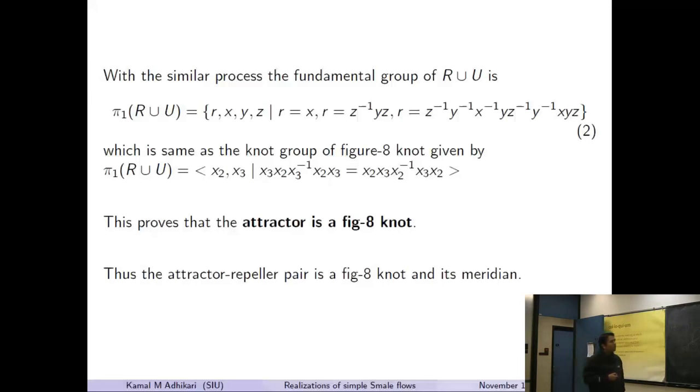So what we get is that this group is the knot group of the figure 8 knot, but this is the fundamental group of R union U. That means its complement is A, so the attractor is a figure 8 knot. Thus we get the attractor and repeller pair: the figure 8 knot and this meridian, because the repeller is another unknot, and the linking number is 1.